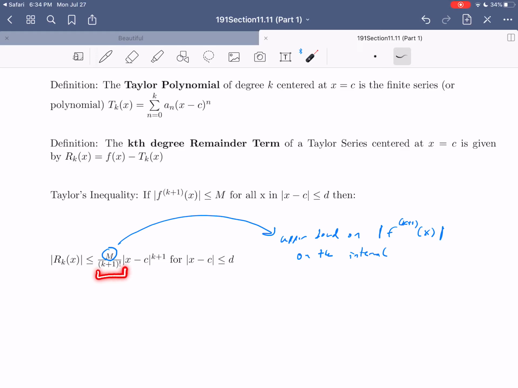This k plus 1 factorial should be just clear. That's just going to be based on whatever degree polynomial you're using. So the larger the degree polynomial, the larger this is, which will mean that this overall is more accurate.